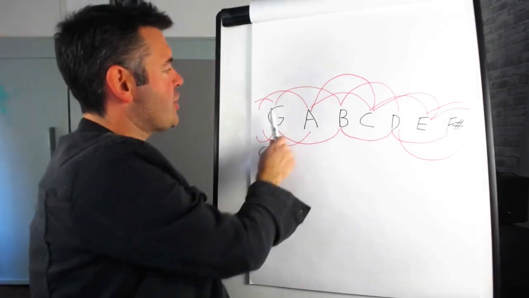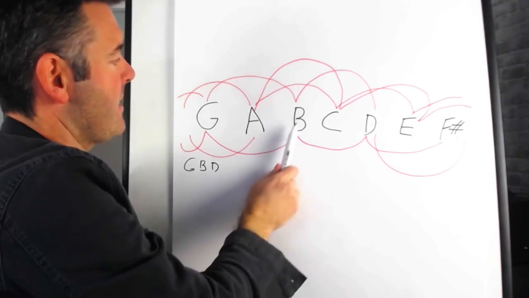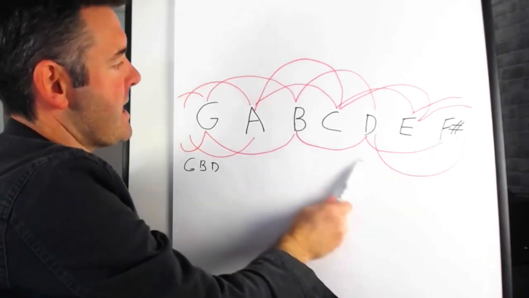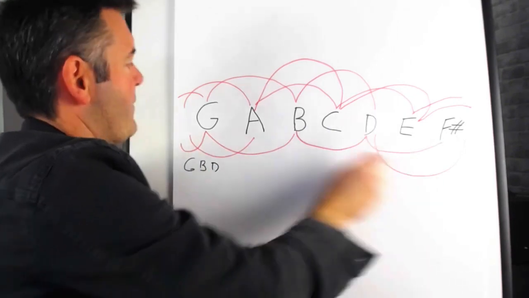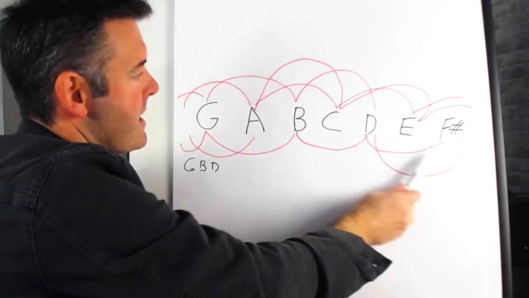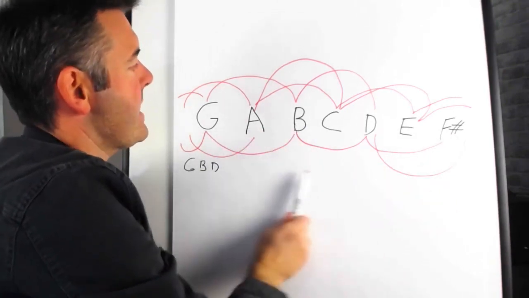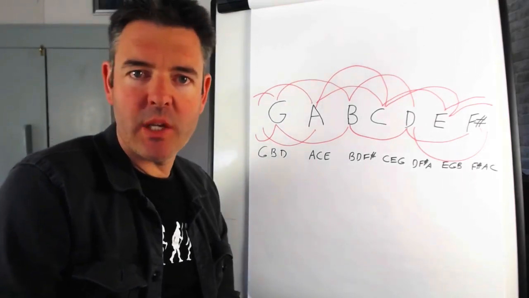So we're going to get G, B, D, A, C, E, B, D, F sharp, C, E, G, D, F sharp, A, E, G, B, F sharp, A, C. So I've written the notes in the triads under here so we can see them.